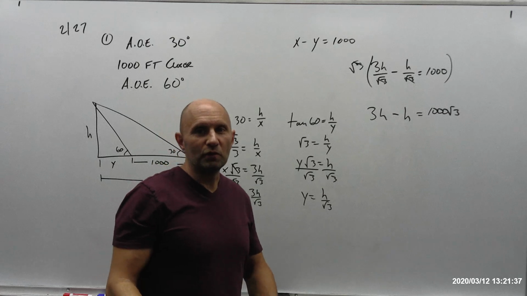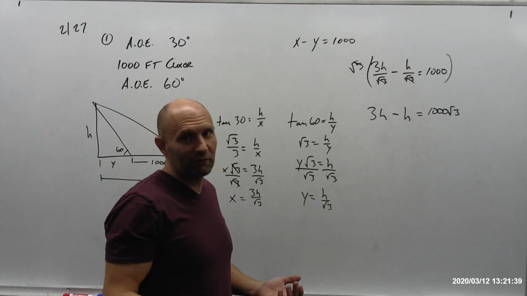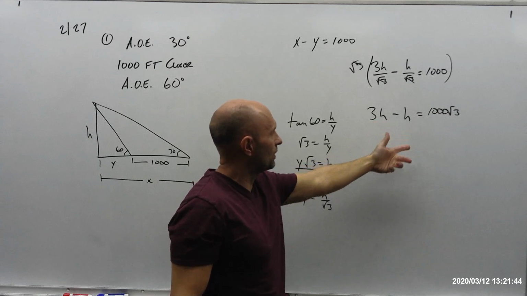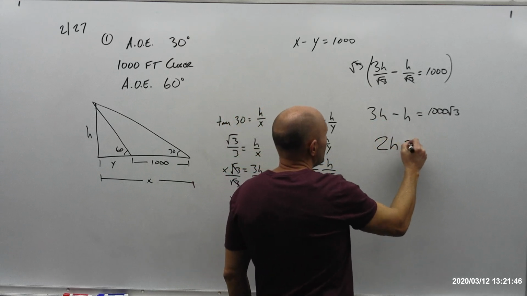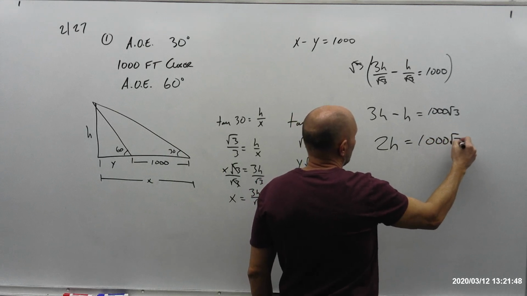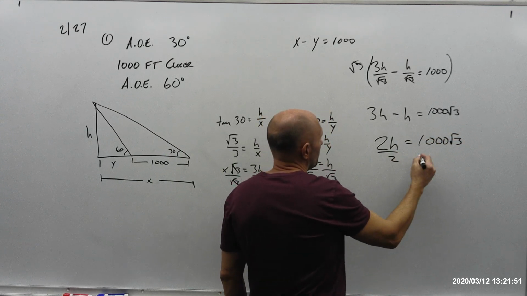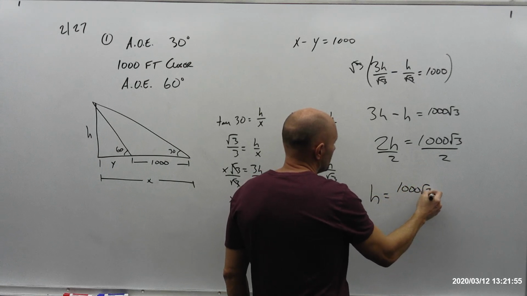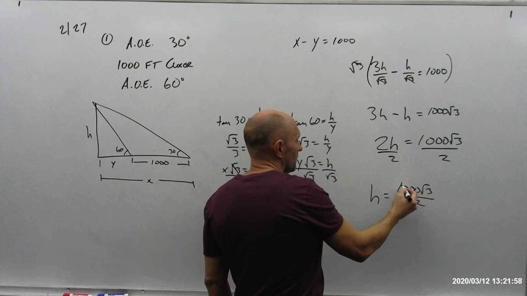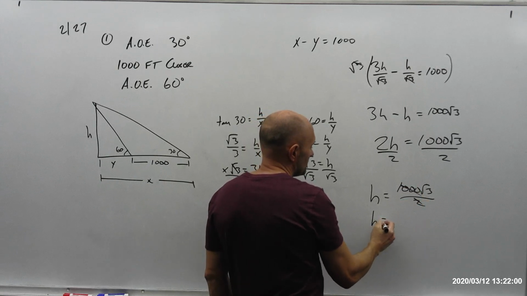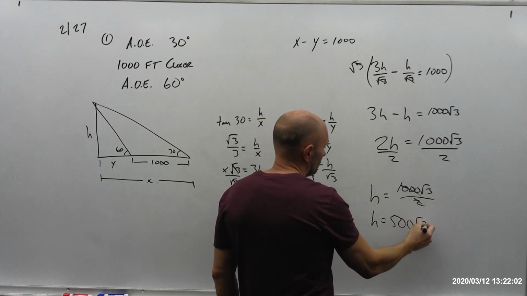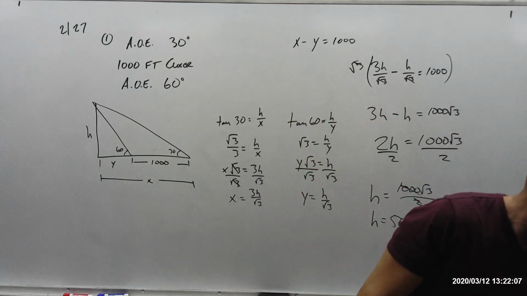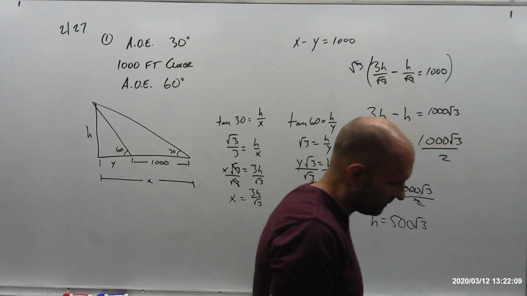Usually we factor out an h at this point, but we don't have to do that. Why? Well, it's just 3h minus h. 3 minus 1 is 2, so just 2h is equal to 1,000 root 3. Divide both sides by 2, tells me that h is 1,000 root 3 divided by 2. Simplify, you get h is equal to 500 times square root of 3. So that is your first question.